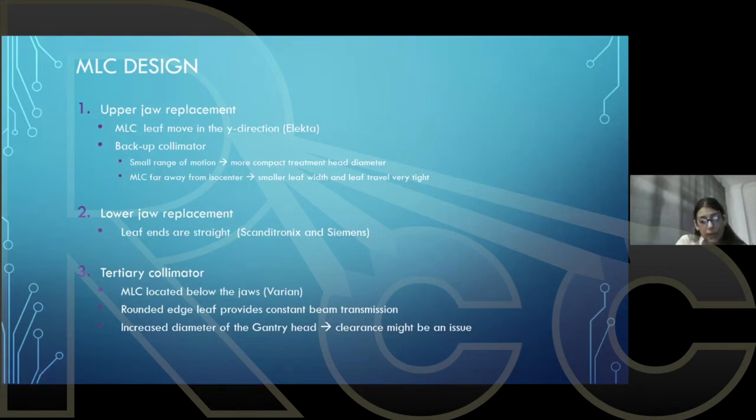I'm more familiar with Varian machines, where the MLCs are known as tertiary collimators. The MLCs are located below the jaws, and they use a rounded edge leaf because it provides a constant beam transmission. However, this increases the diameter of the gantry head, so you have to be mindful about clearance issues at the machine.